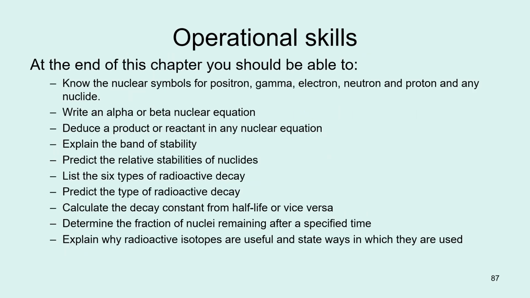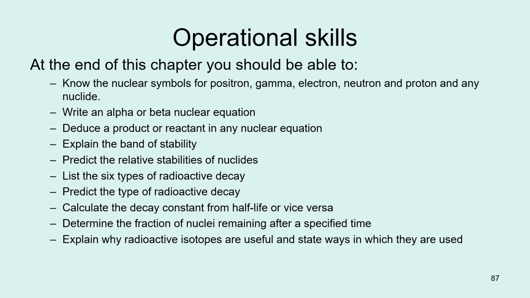What should you be able to do? Remember, we're not going to do any of the delta E equals mc squared conversions, but you should know what the nuclear symbols are, or be able to write the symbols for positron, gamma, electron, neutron, proton, and then any normal nuclide. Be able to write an alpha or beta nuclear equation from scratch if you're told that something decays by alpha or beta.